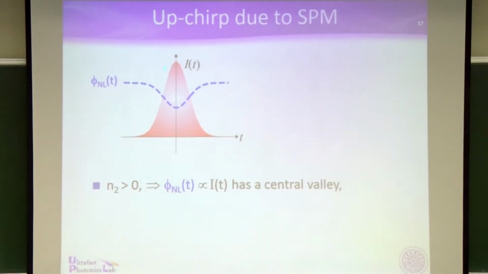And your I of t is a pulse. There is always a central peak. So minus I of t always has a central value, right? So the blue curve has a central value like this. Next, what is the frequency shift or instantaneous frequency?